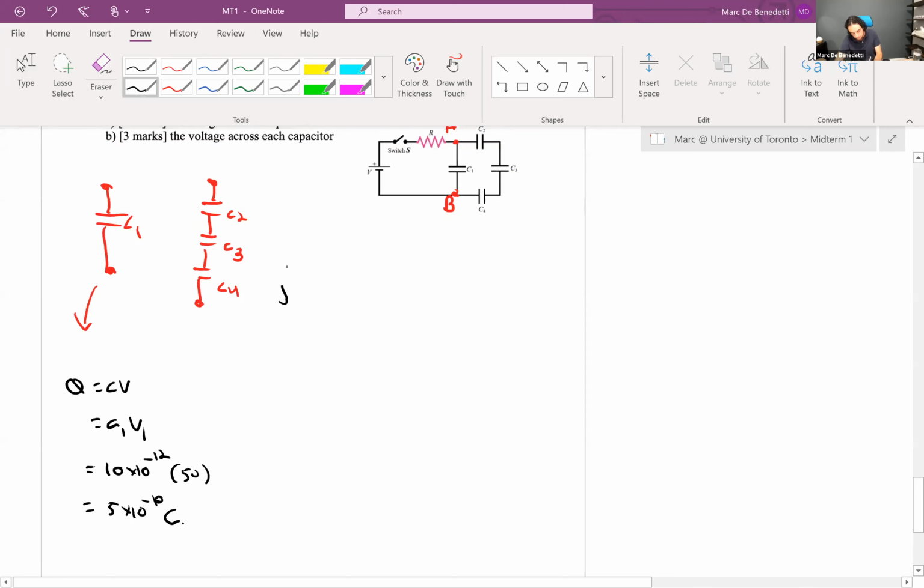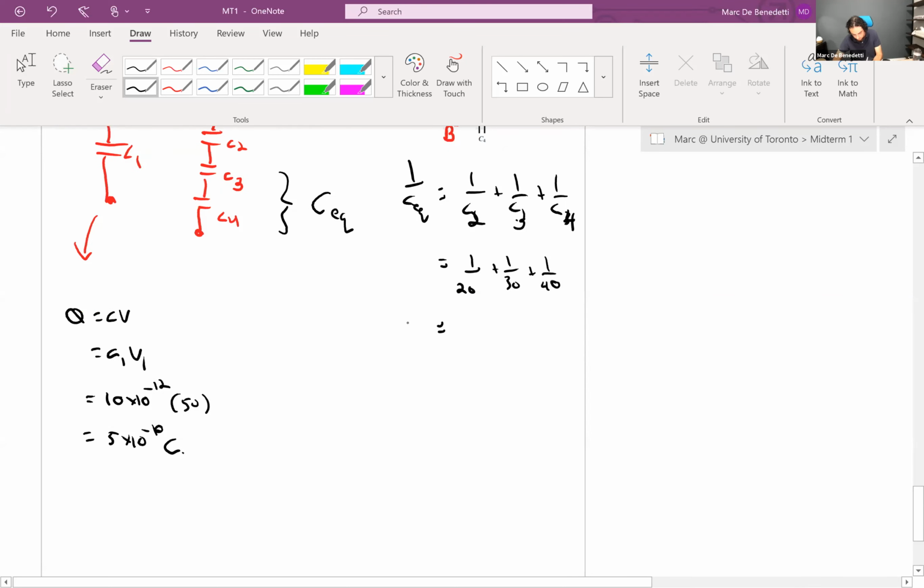And then the second one, you would have to find an equivalent capacitance, not an equivalent resistance. These are not resistors, they're capacitors. And capacitors in series, you find the reciprocals, so 1 over C1 plus 1 over C2 plus 1 over C3. Oh no, not C1, sorry, C2, C3, and C4. So if you plug everything in, you're going to get 1 over 20 plus 1 over 30 plus 1 over 40. And if my math is correct, I think you get 250 over 13 times 10 to the minus 12 farads.